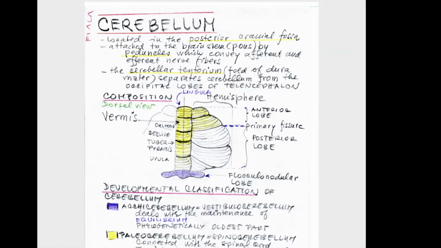Concerning the basic terms and composition, we are looking at a very simplified scheme showing the dorsal view. At the center is the unpaired part called vermis, resembling a worm-like structure. Then there are two paired hemispheres, right and left, and each hemisphere consists of the anterior lobe, as we see, separated by the primary fissure from the posterior lobe, which is larger.